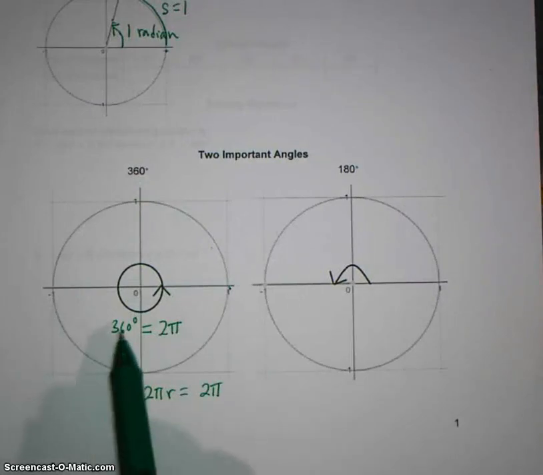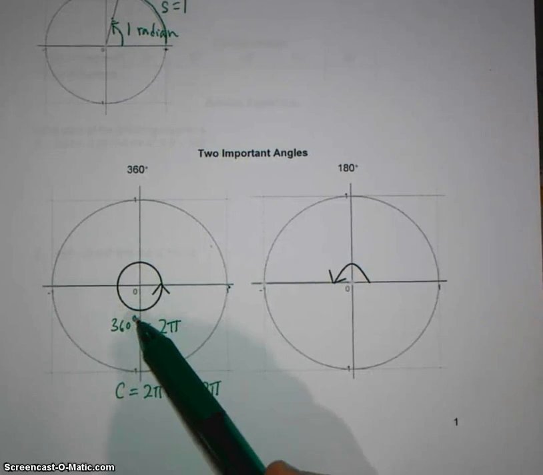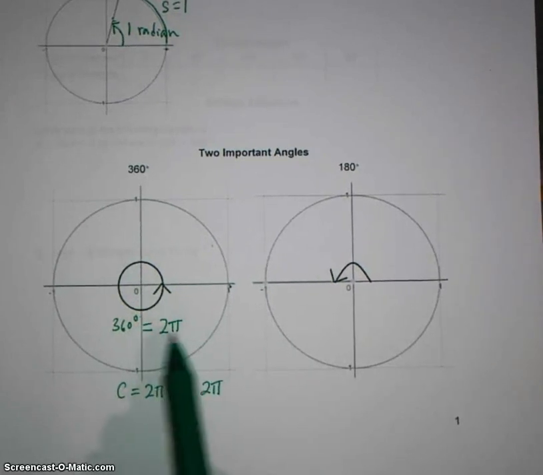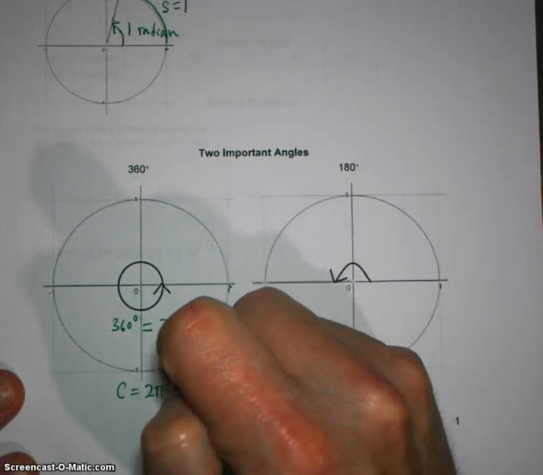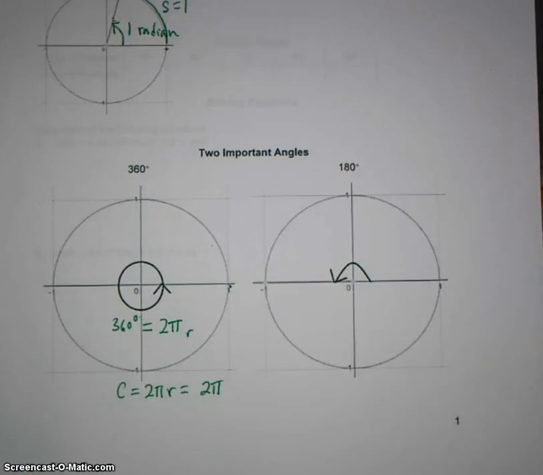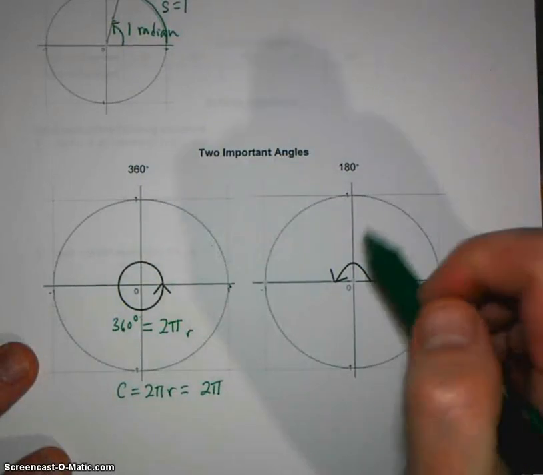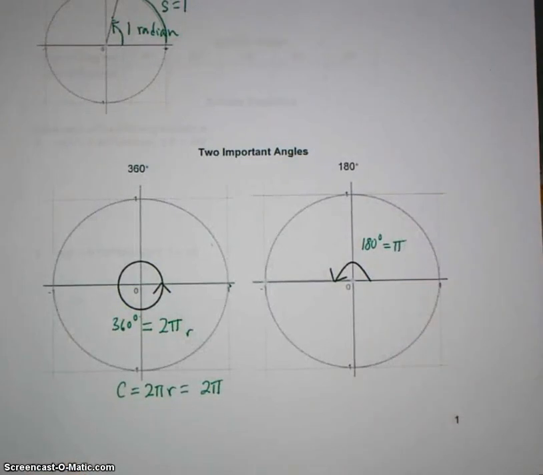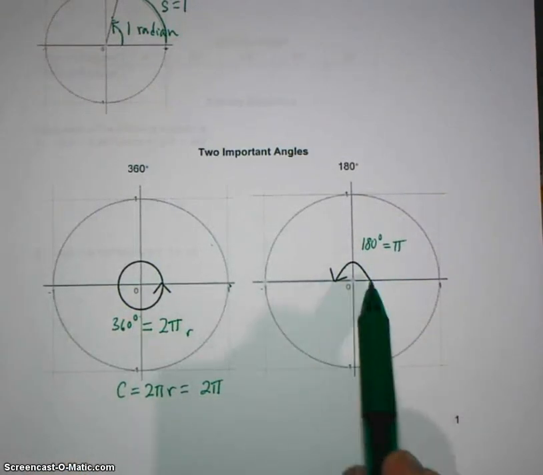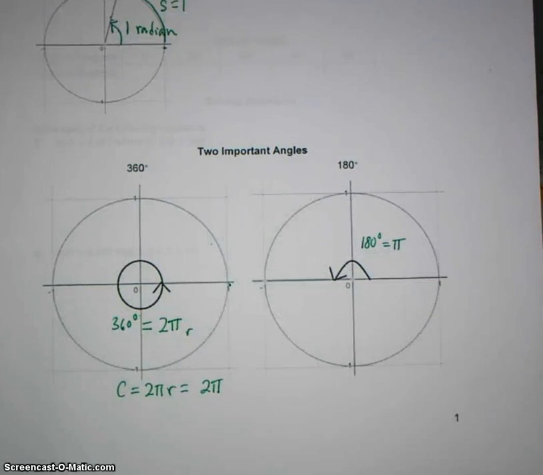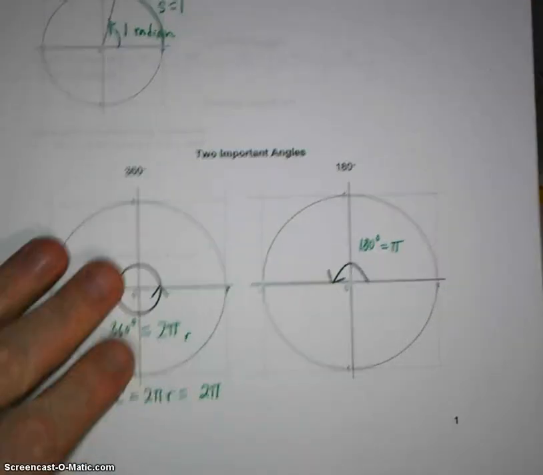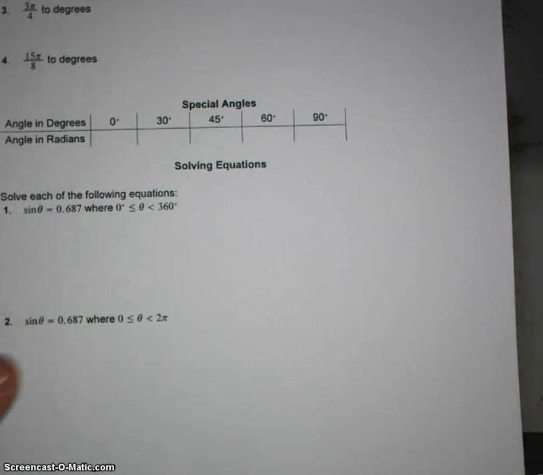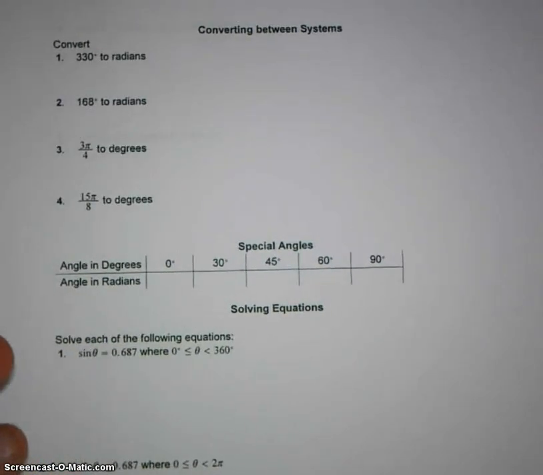Now notice when we write degrees, we always have to put a degree symbol on it. When we write radians, we don't typically put a unit on it, although sometimes you will see r like that, just to be super clear that it is radians, but typically we don't. All right, now we've got 180 degrees. 180 degrees would be half as much. So halfway around the circle is 180 degrees. That's the same as pi radians.